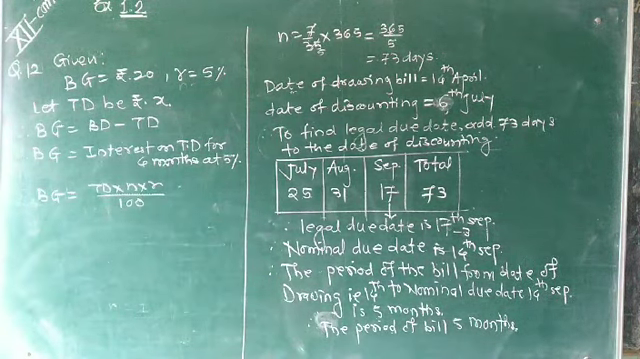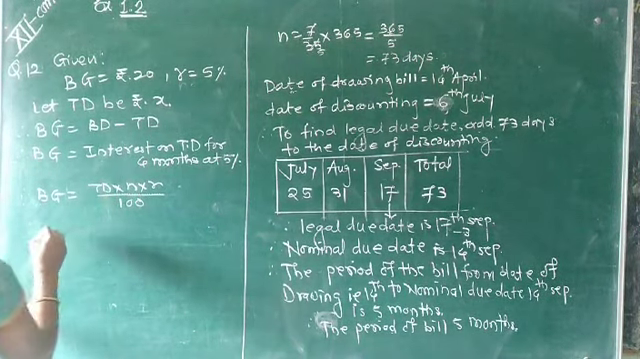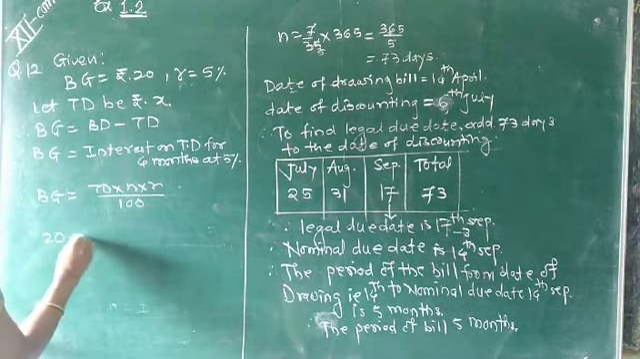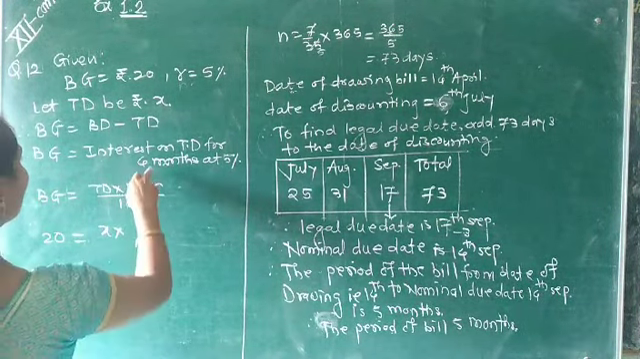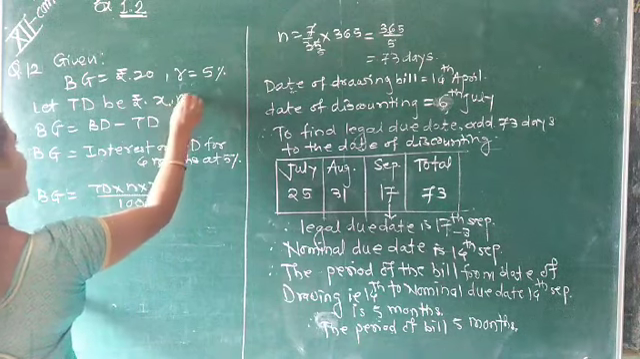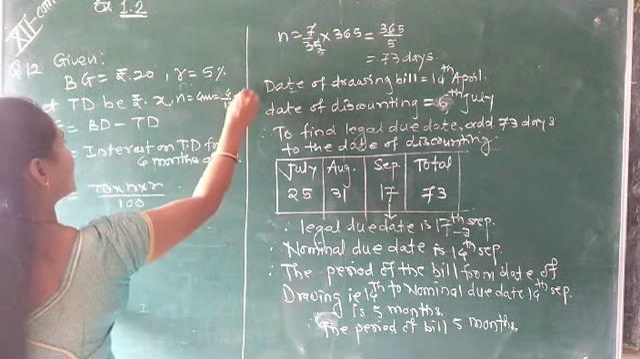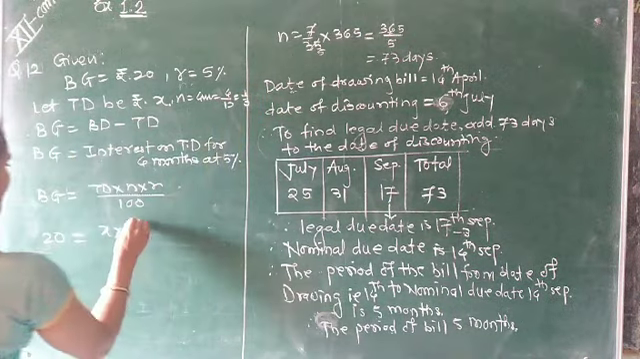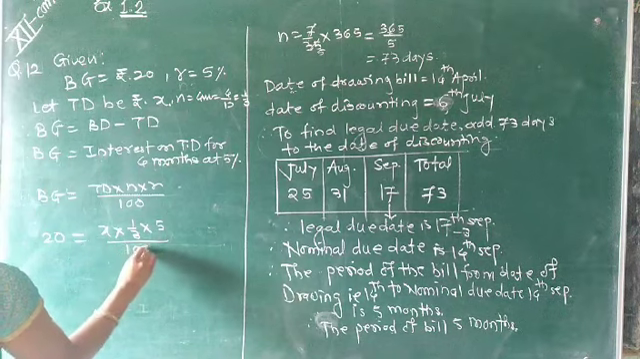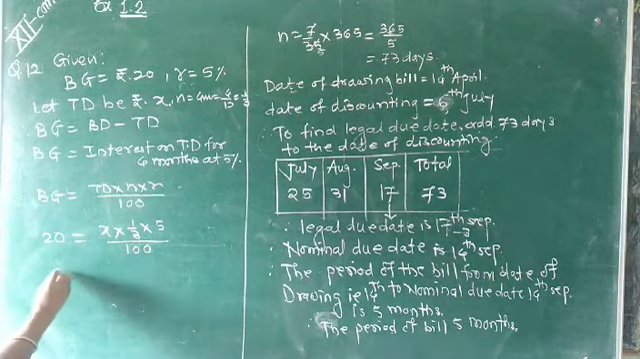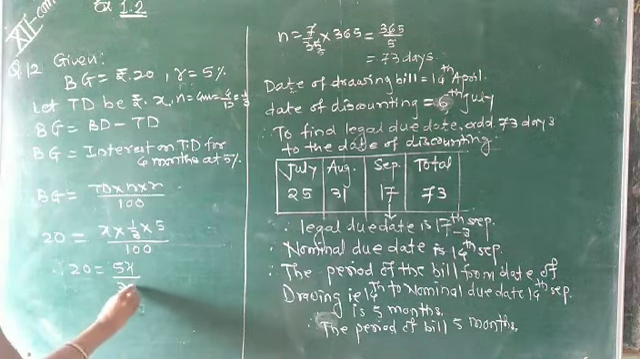Therefore, what is the value of BG? That is 20 is equal to, we consider TD be ₹X for 4 months. That is N is equal to 4 months, which is equal to 4 upon 12. That means 1 upon 3 into 5 divided by 100. Therefore 20 is equal to 5x upon 300.